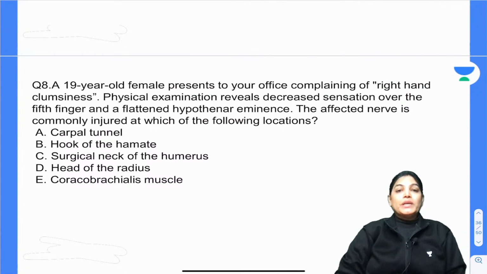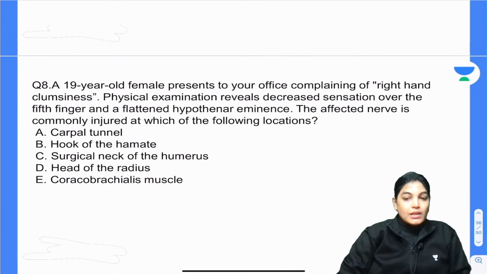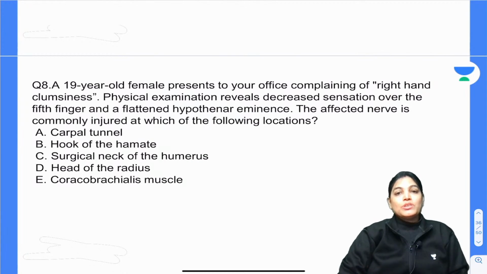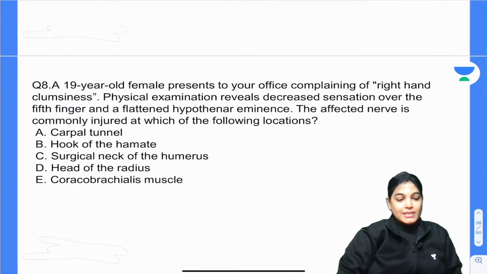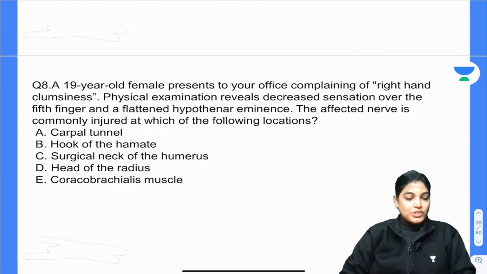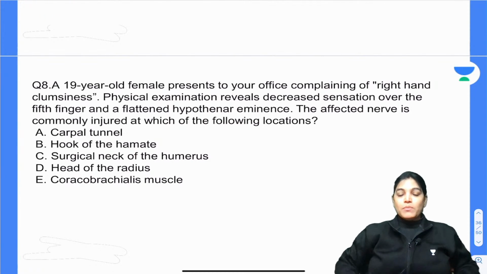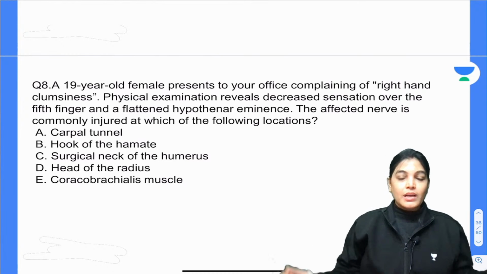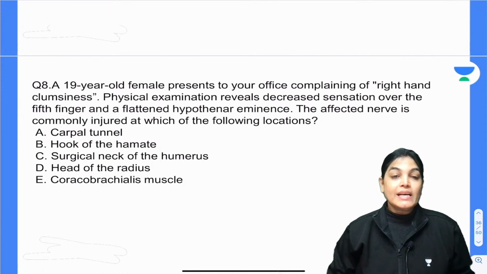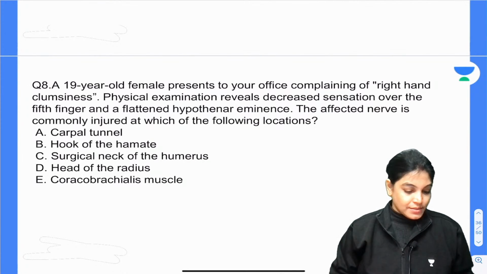A 9-year-old female presents to your office complaining of right hand clumsiness. Physical examination reveals decreased sensation over the fifth finger and flattened hypothenar eminences. The affected nerve is commonly injured at which of the following locations? A. Carpal tunnel, B. Hook of hamate, C. Surgical neck of humerus, D. Head of radius, or E. Coracobrachialis.